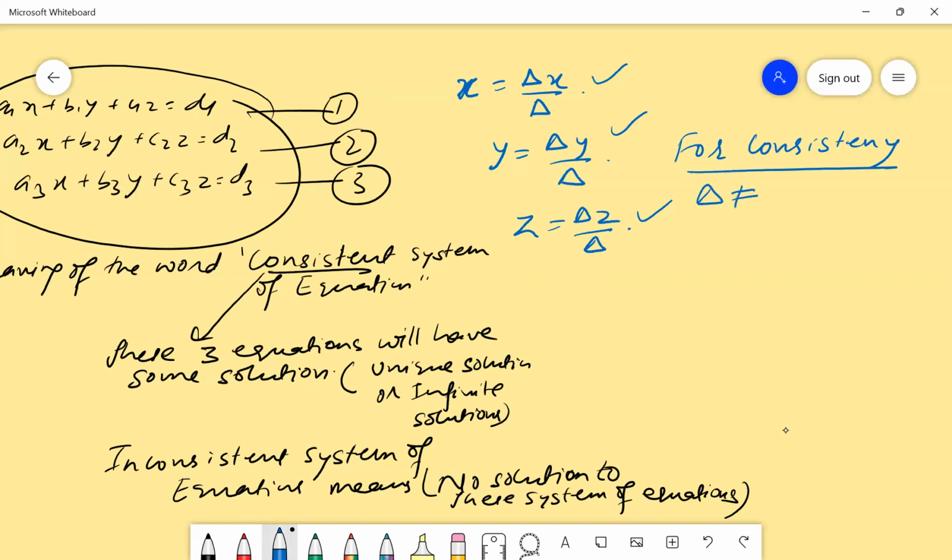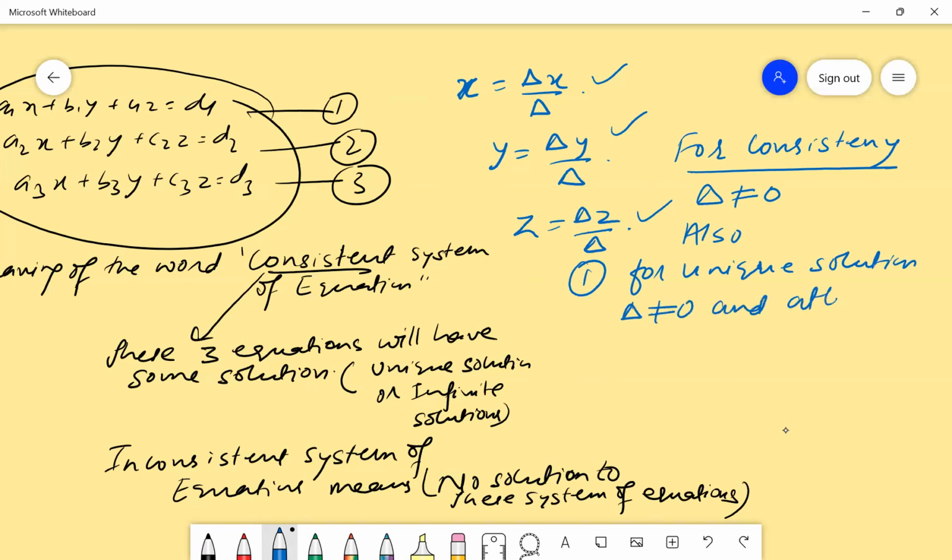Delta should not be equal to 0. Also, for unique solution, delta not equal to 0 and at least one of delta x, delta y, delta z not equal to 0.